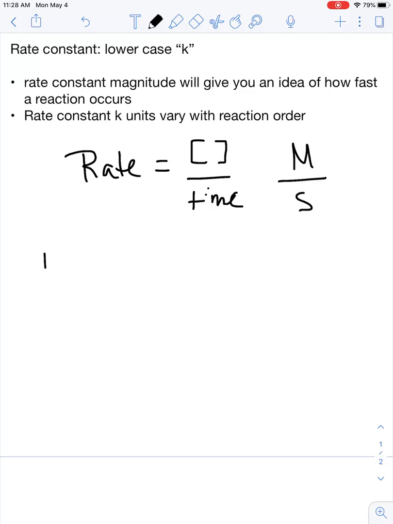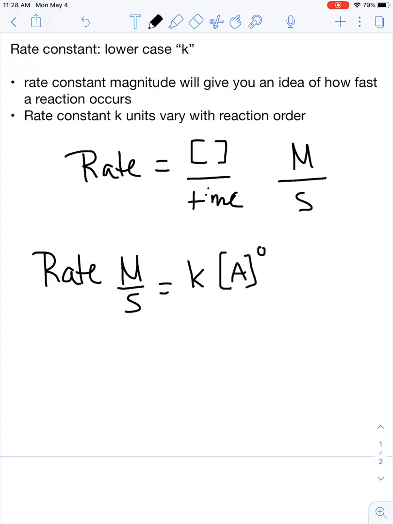So if we have a zero order reaction, keeping in mind rate is always going to be molarity per second for us, the concentration term becomes 1, of course. So in this case, our units of the rate constant would be molarity per second, so that we end up with the same units as rate.